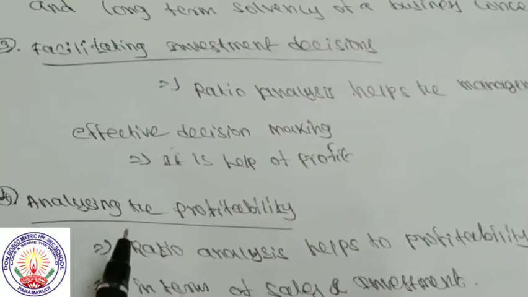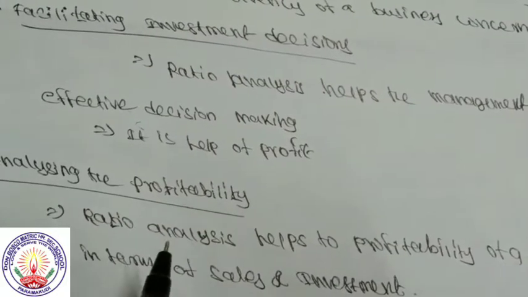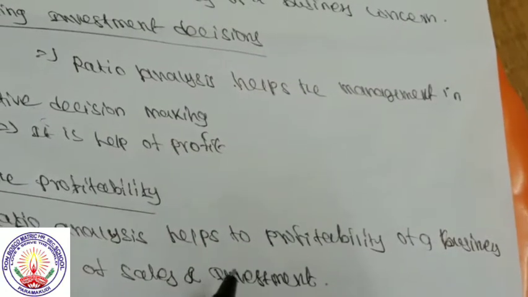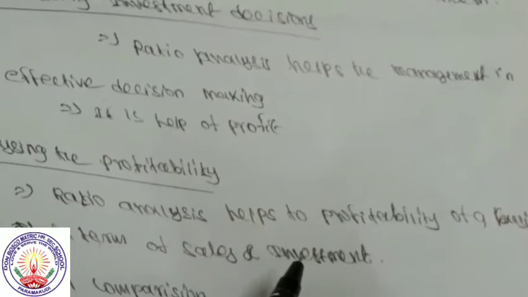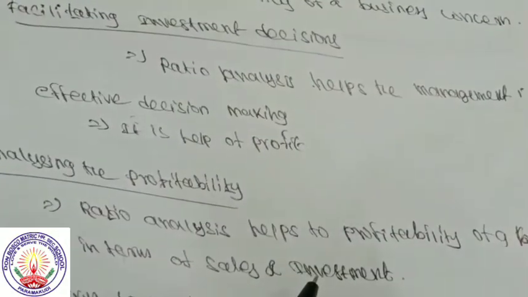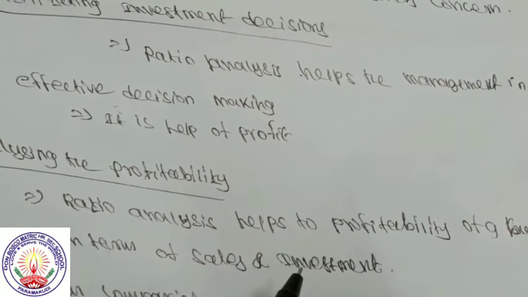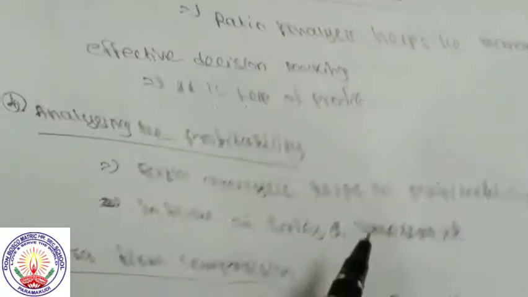Next, analyzing profitability. Ratio analysis helps assess the profitability of the business in terms of sales and investment: how much amount on sales, and how many rupees invested in the business. It helps in achieving more profitability each and every year of the business.